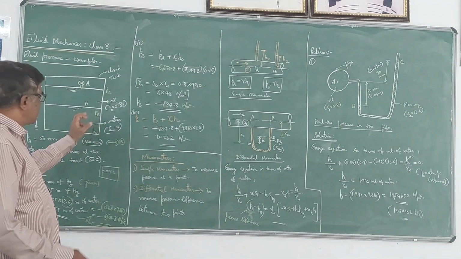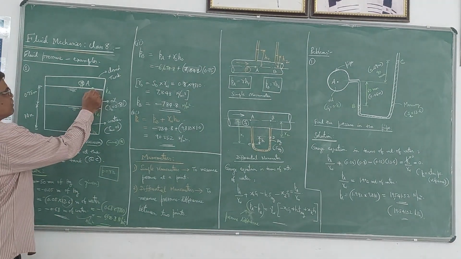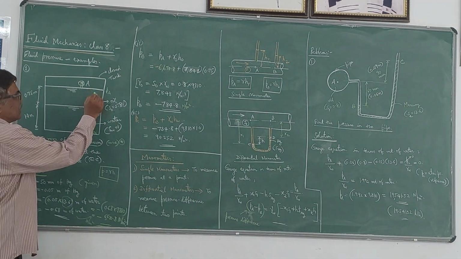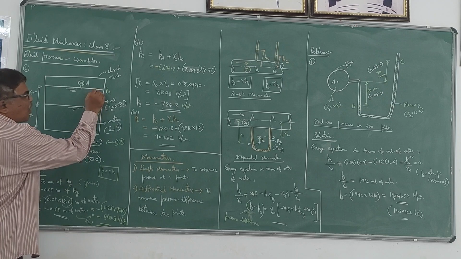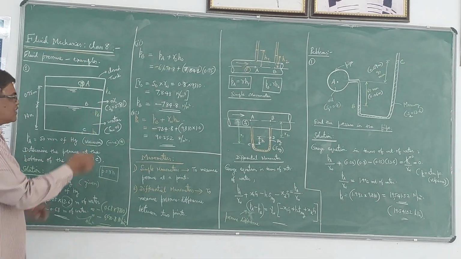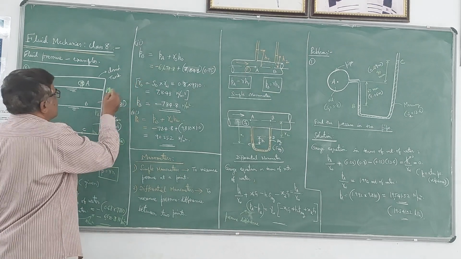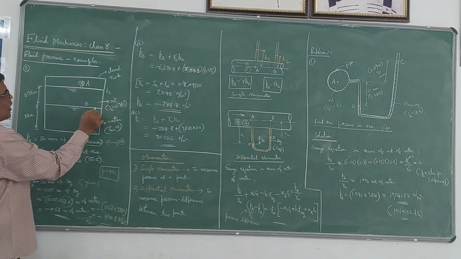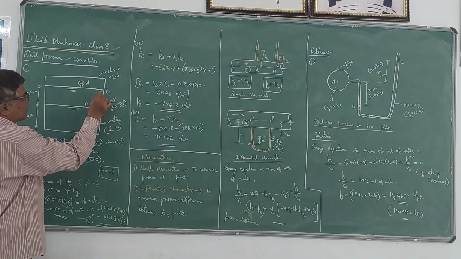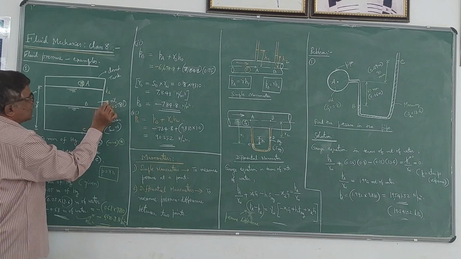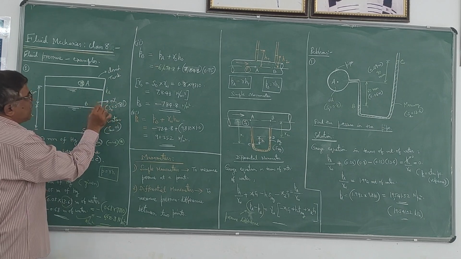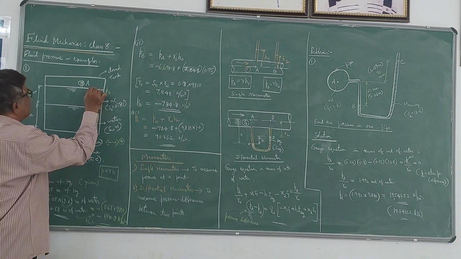This PB is nothing but, as I already told, PA, whatever pressure is there at this level, plus the pressure due to this oil. We have to add it because the pressure at B is more than the pressure at A. So PA plus the pressure at B will be whatever the pressure of oil is, gamma of oil multiplied by H of oil.